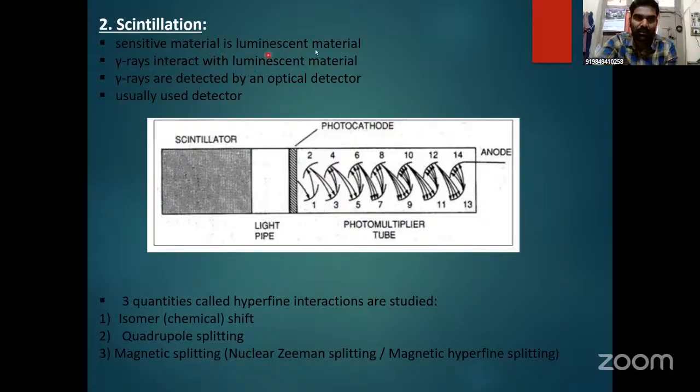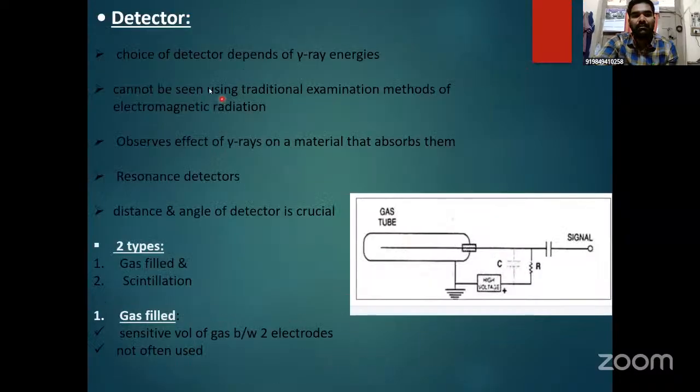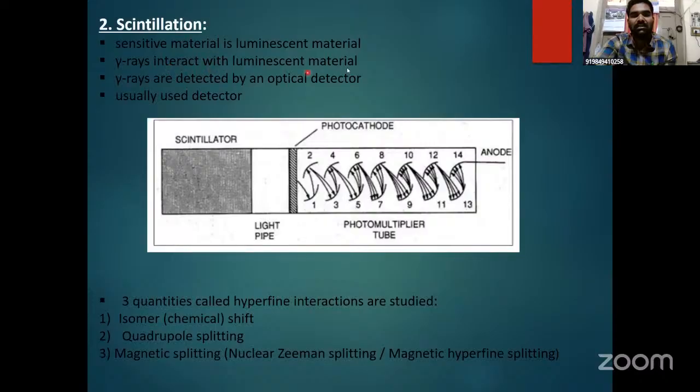The detection material must be a luminescent material, and the gamma rays coming out of the sample will interact with it. The gamma rays coming from the sample interact with the luminescent material, and those are detected by an optical detector.